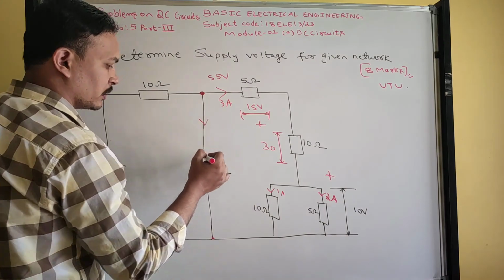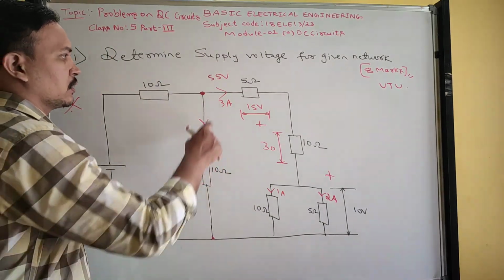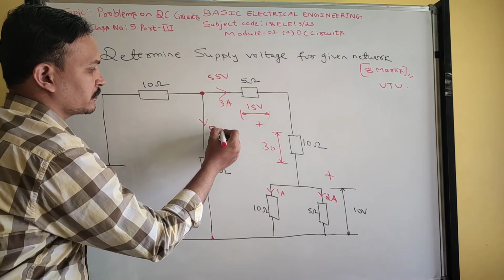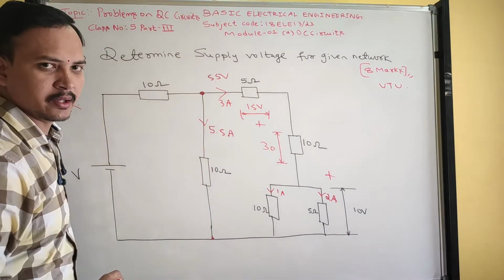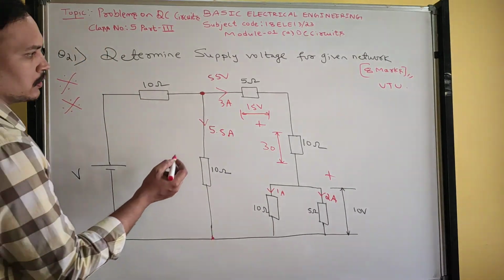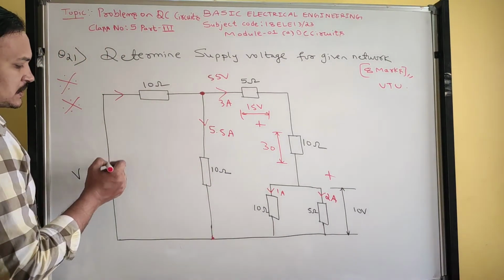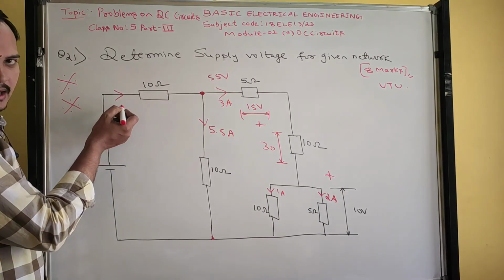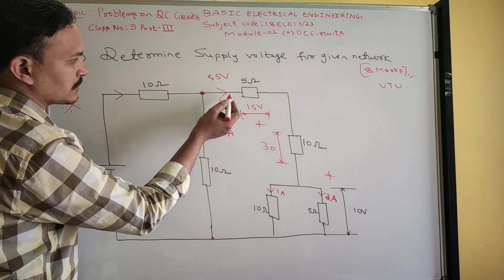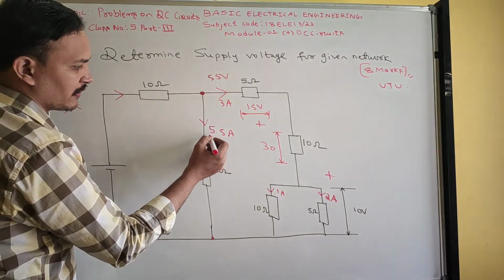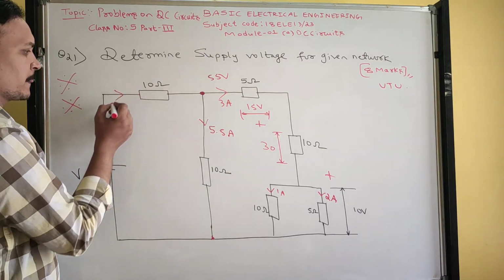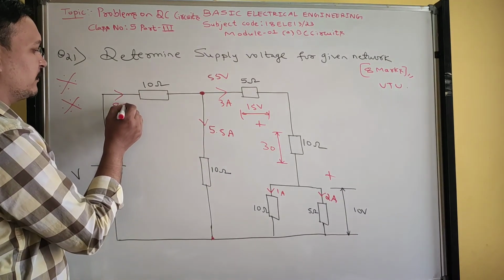Now calculate current flowing through this resistance. What is current? Voltage by resistance. 55 by 10, how much you will get? 5.5 ampere. What is voltage across this point? 55 volts. Now some current starts flowing. This voltage source will drive the current. That current is divided in these two branches. But we already know these two currents. 5.5 plus 3, add these two current, that gives supply current. What is that current? 8.5 ampere.